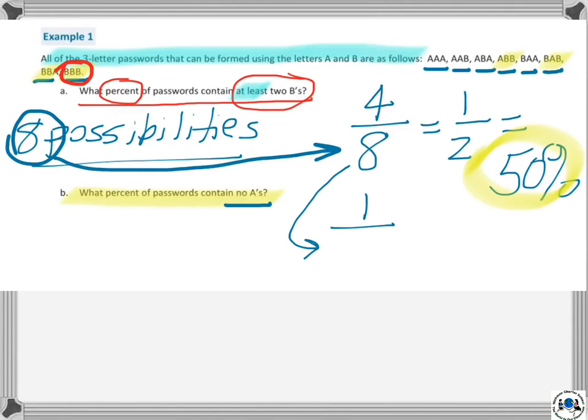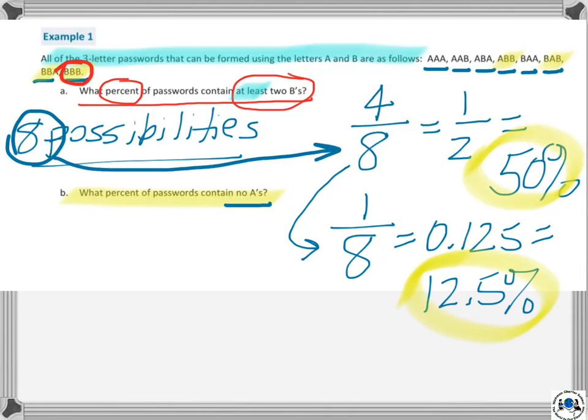Okay, so let's go look at it. Look at no A's. Well, there's only one possibility with no A's, and that's that last one up there, BBB. And that was one possibility over 8, and hopefully 1/8 is becoming a fraction that we are familiar with, and that equals 0.125, which equals 12.5%. Okay, there we go.